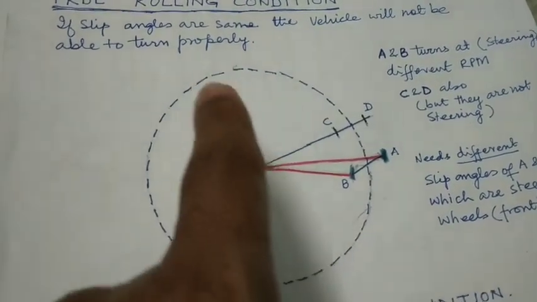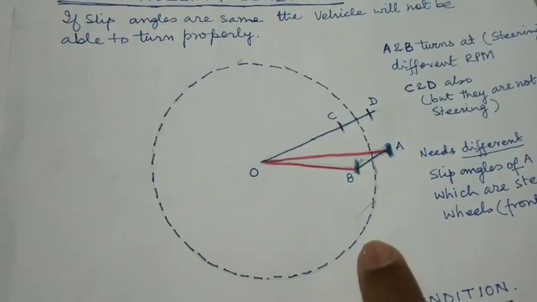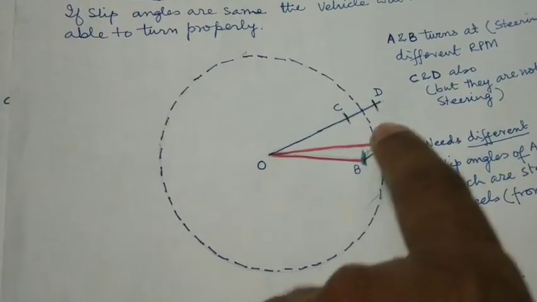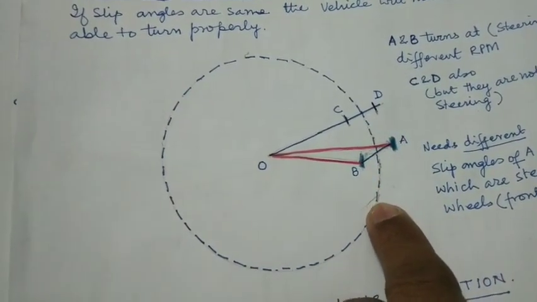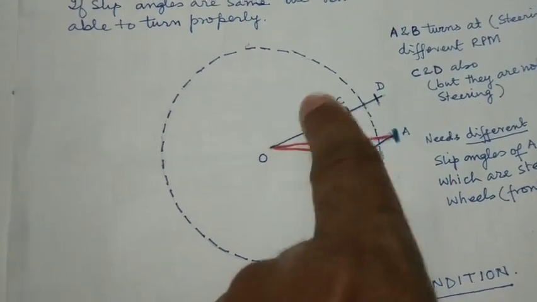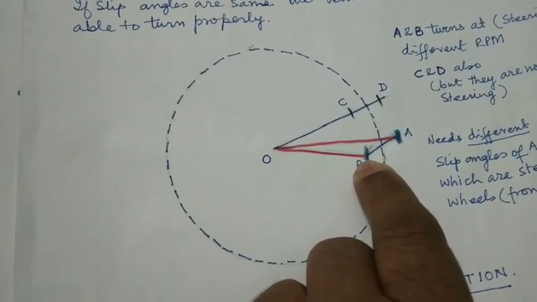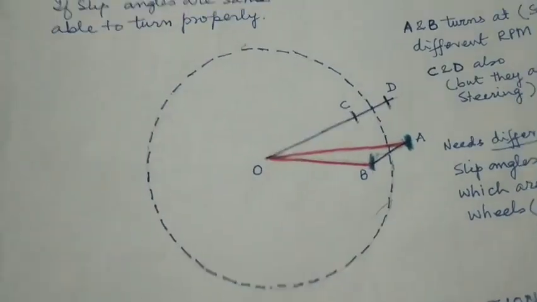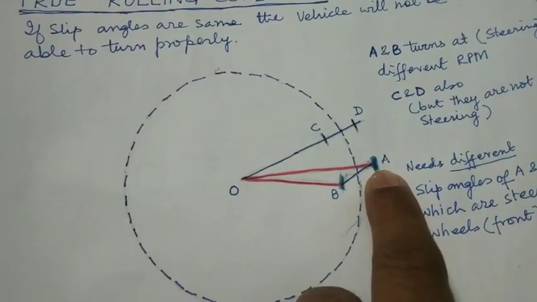So if we have a circle in which the vehicle has to move, and the vehicle is moving this way, we will say A and B are the front wheels, D and C are the rear wheels. When the vehicle is moving in the circle, the front wheel which is nearer to the center of this circular movement will have a lesser RPM, because the number of turns it will take should be lesser, and the number of turns that A should take should be larger.